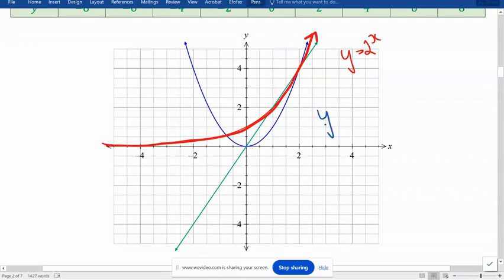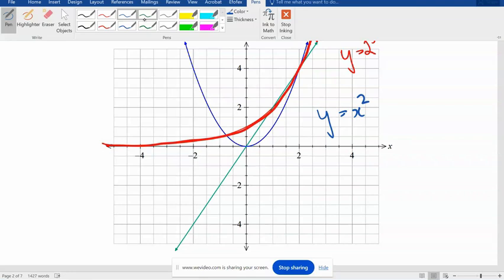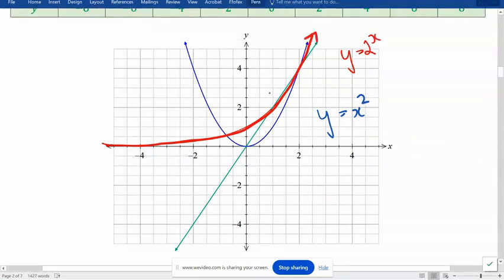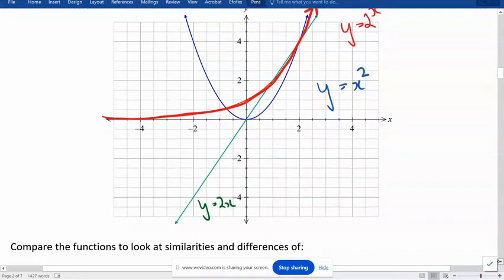Our blue one is y equals x squared. I know they're not coloured on yours, but you can look at this anyway. And then our straight line, there it is, y equals 2x. And we did a bit of that in semester 1, didn't we? All right, so let's go to the next page.